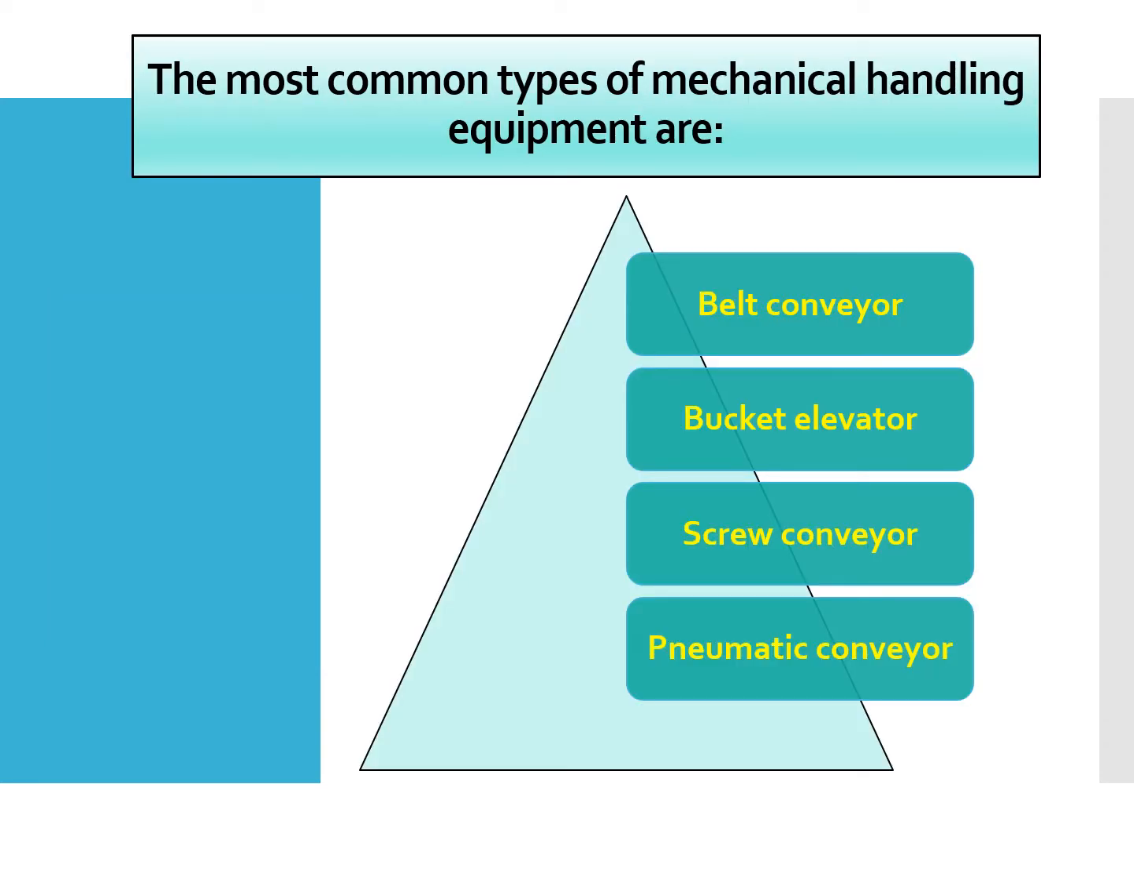The most common types of mechanical handling equipment are belt conveyor, bucket elevator, screw conveyor, and pneumatic conveyor. In our further slides, we are going to broadly learn about these conveyors and elevators.